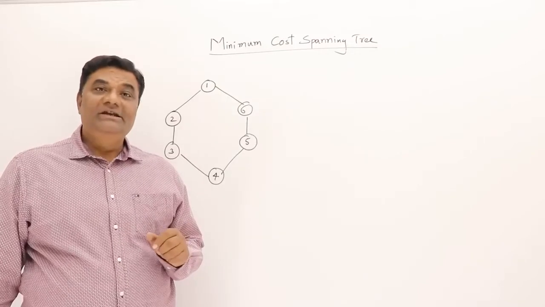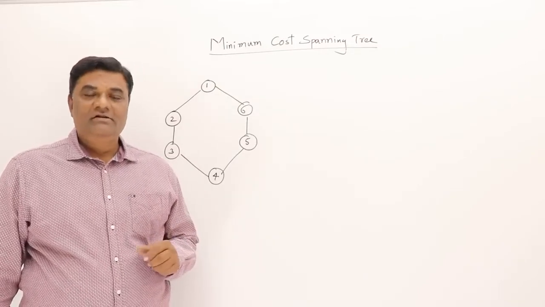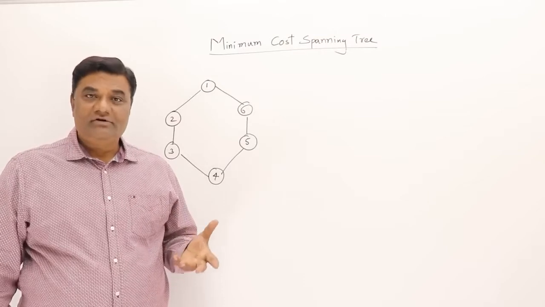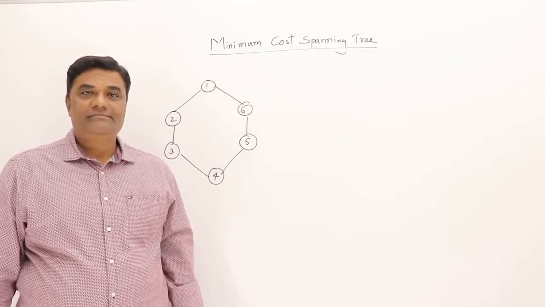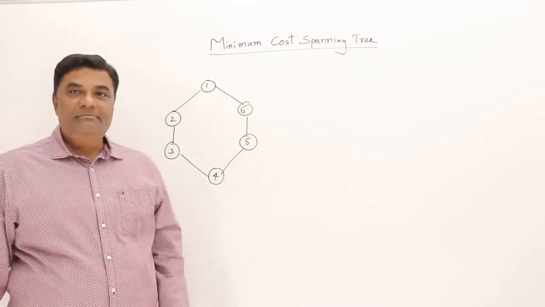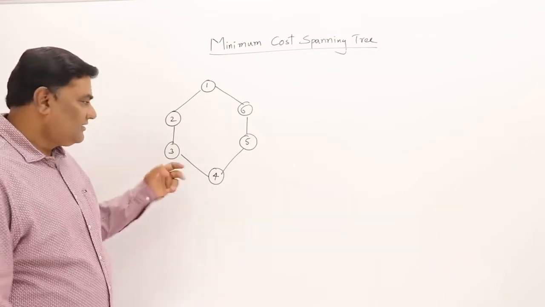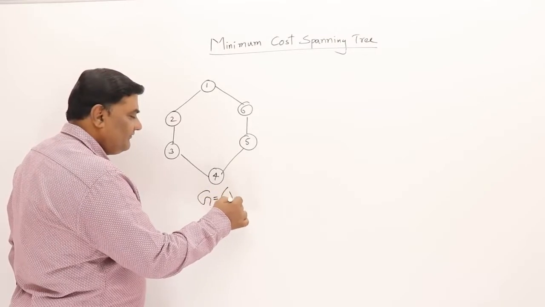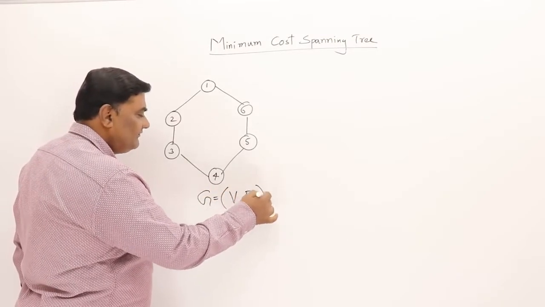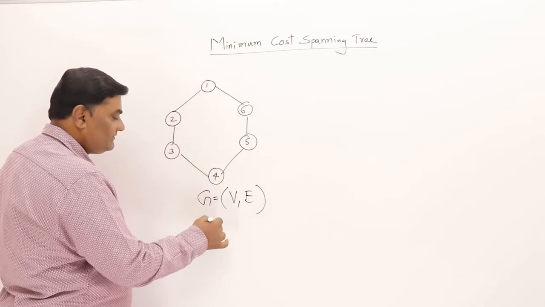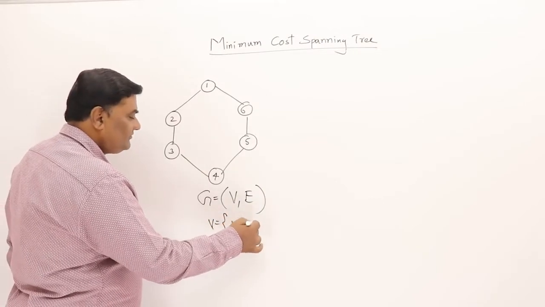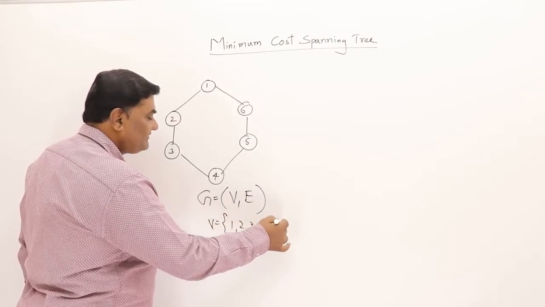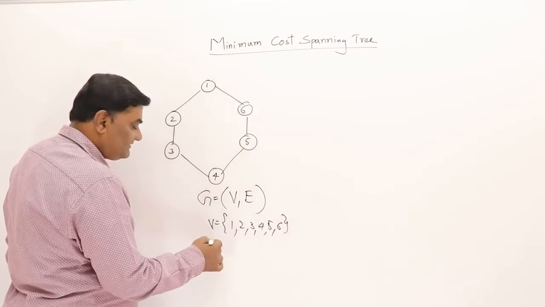The topic is minimum cost spanning tree. So for that, first of all, we'll understand what it means by a spanning tree. Here I have an example graph. Graph is represented as G and V, E. V is the set of vertices 1, 2, 3, 4, 5, 6, and E is the set of edges.